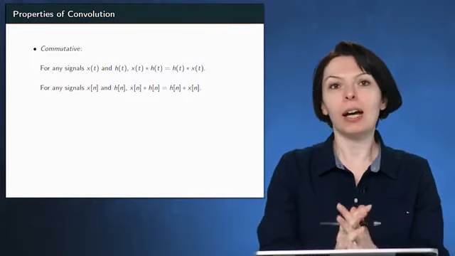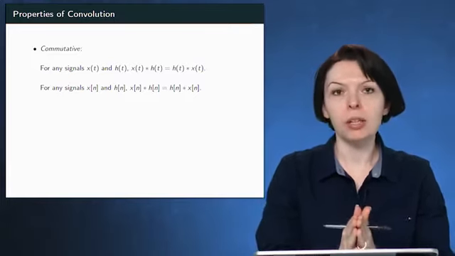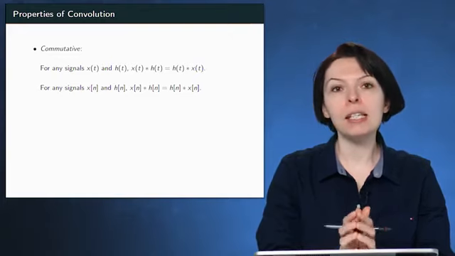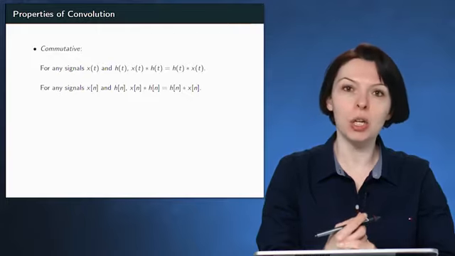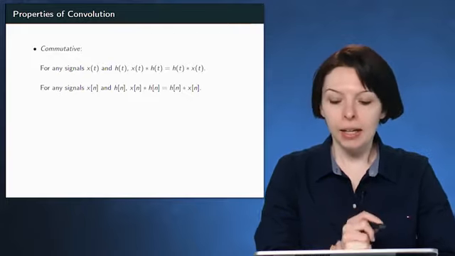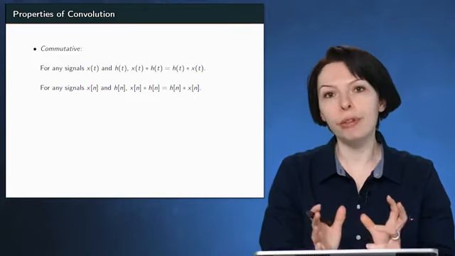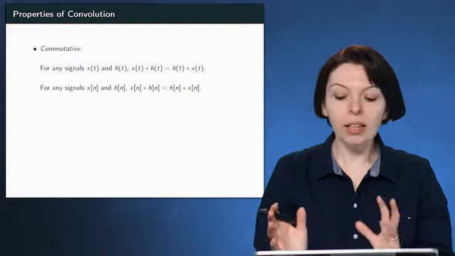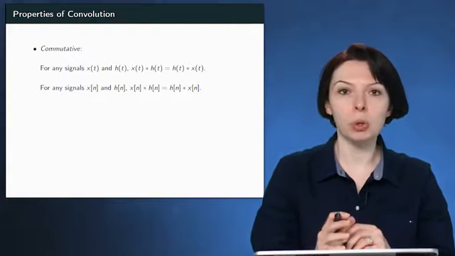All right, let's take a look at some of the important properties for convolution. The first one is the commutative property. It says for any two signals x of t and h of t, x of t convolved with h of t is equal to h of t convolved with x of t. And that means you can change the order of convolution.